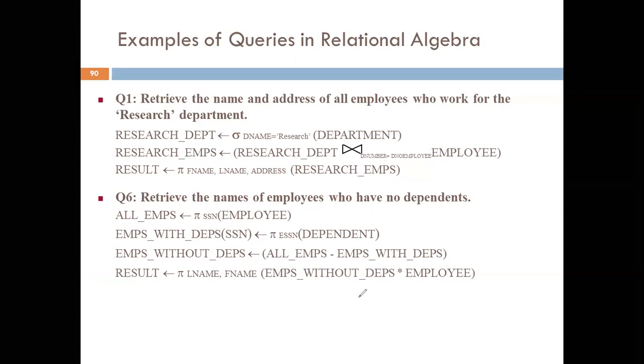So now we are left with those SSNs which are not present in the dependent table. That difference we will store somewhere. For these SSNs, we will next extract the last name and first name. So like this.